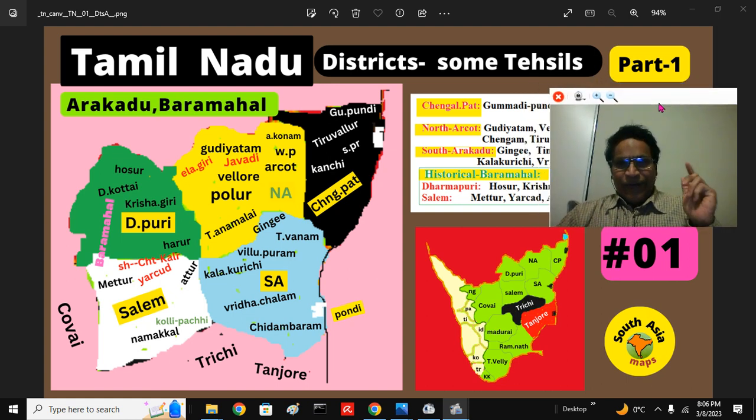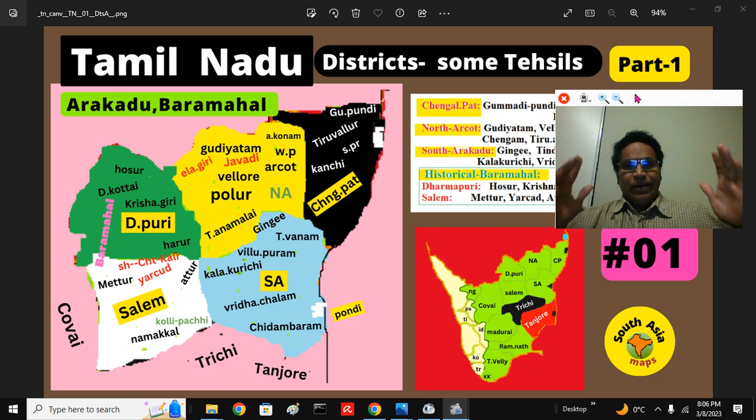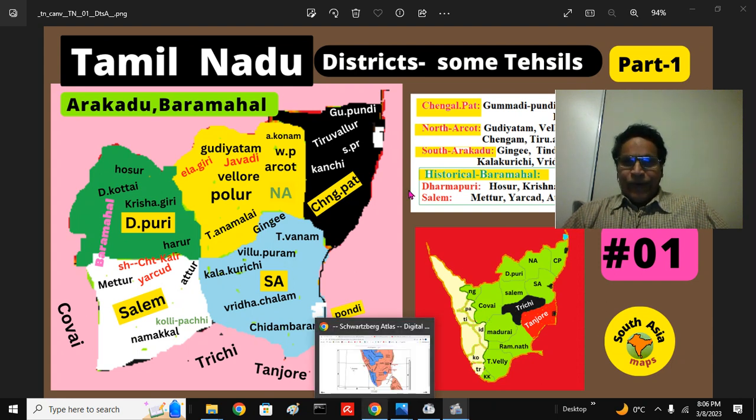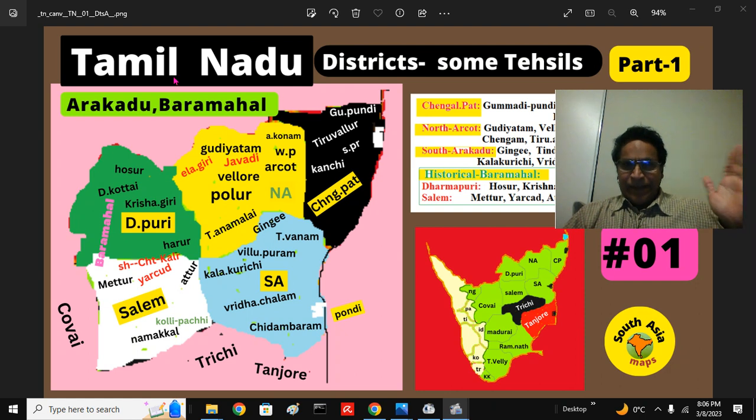I have opened for you a new series on Tamil Nadu, physiographic and geographic regions. By this series, you will get a much deeper understanding of the southern province of Tamil Nadu. Today's topic of discussion is Tamil Nadu districts and sub-districts. Sub-districts are Taluks or Tehsils. This is part 1 of the series.